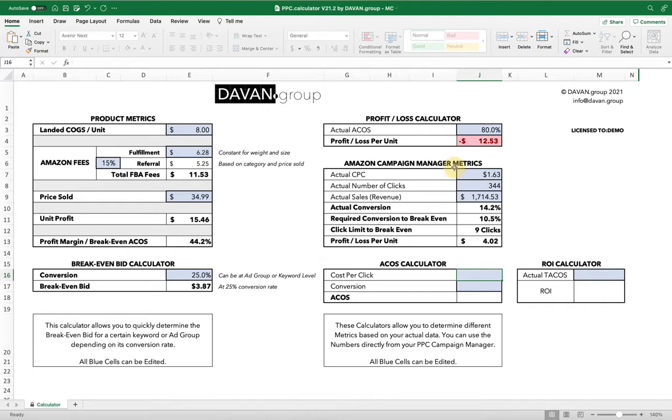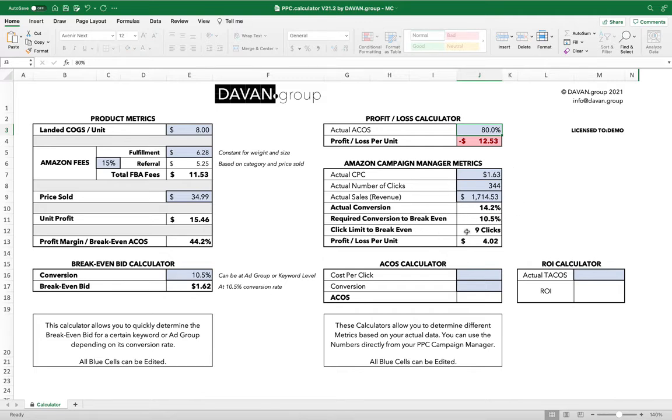and you can put in these numbers based on the overall campaign or also on an ad group level. So the nice thing is it'll break it down. Okay, we're currently converting 14.2%. Required to break even at these numbers with this cost per click is actually only 10.5%. So we can actually go ahead and show you that backwards. If we type in here 10.5% conversion, we'll see $1.62. That's our break-even bid. And as you see here, we are running at $1.63, right? So that's just a slight difference due to the decimals rounding.